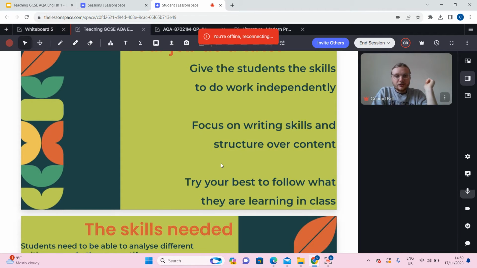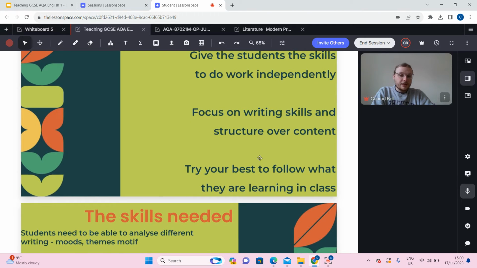So we need to focus on the writing skills and structure over content, because most of your students will be in full-time education and they will be learning that content in class. Obviously, you can teach content if they're really struggling with some things, but the most important thing is that they're learning how to answer the questions, because that is most of the marks. They need to know how to use that content effectively in their essays.